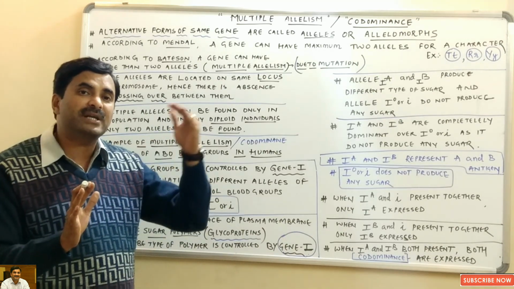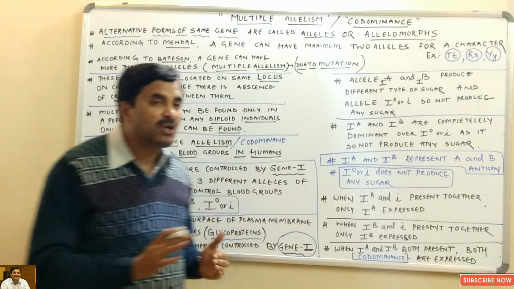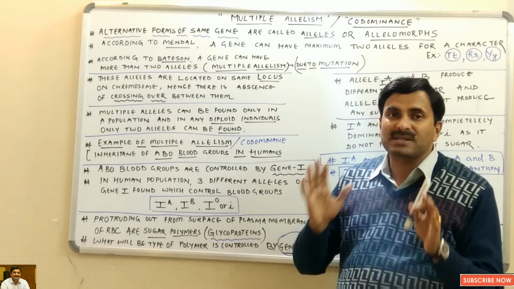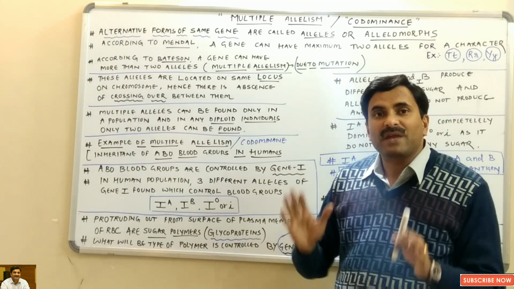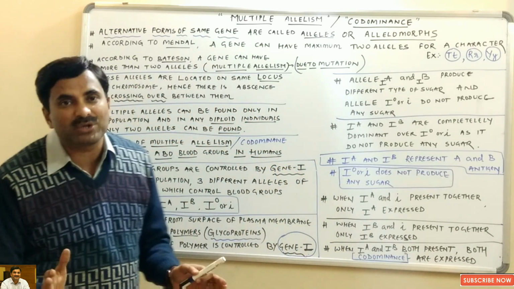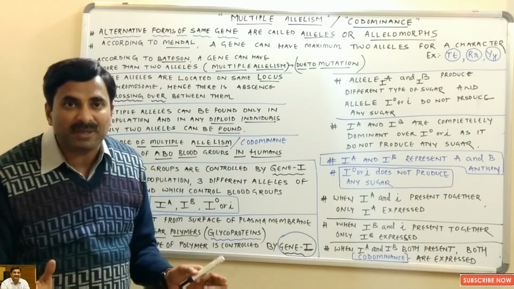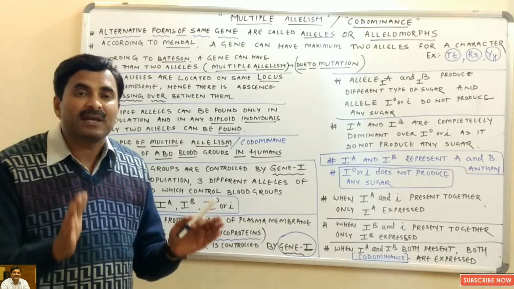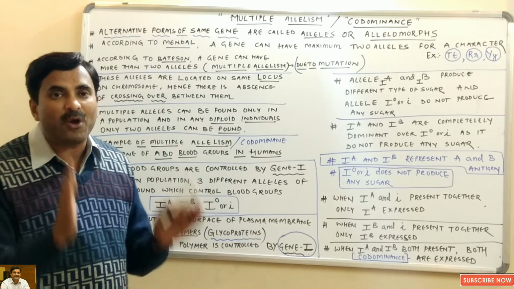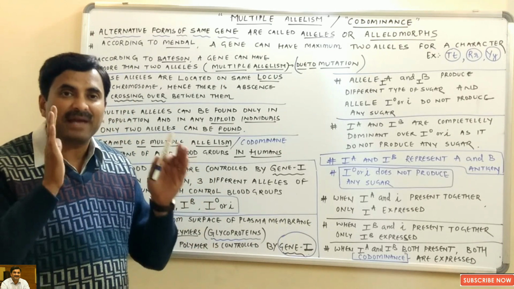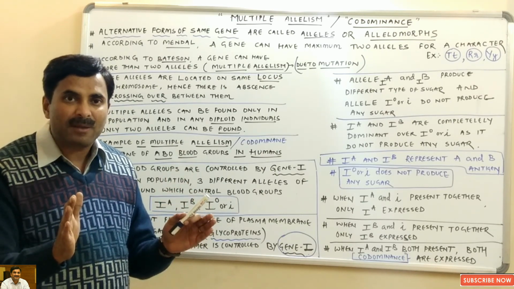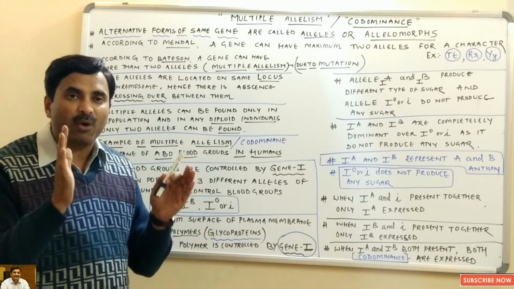But when modern genetics started, there was a scientist whose name was Bateson. The Bateson hypothesis suggested that a gene can have more than 2 alternative forms. And you must remember that when a gene has more than 2 alternative forms, then the phenomenon is called multiple allelism.